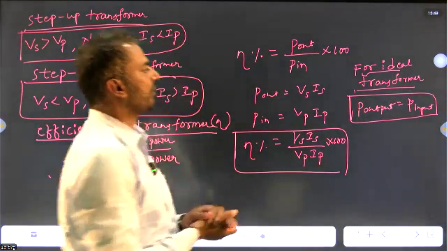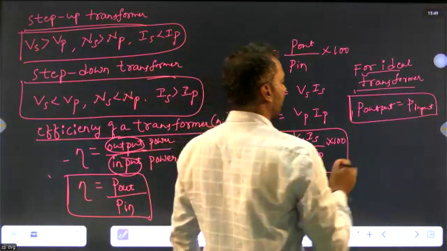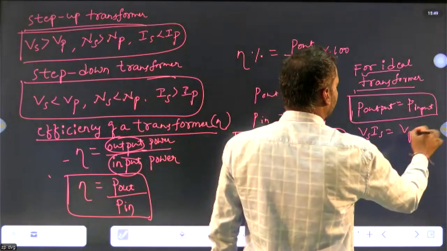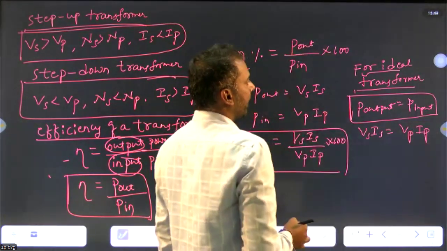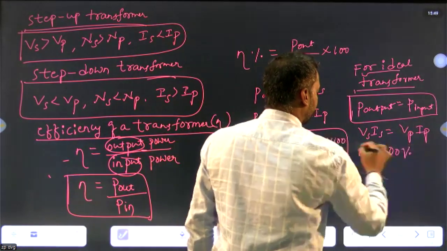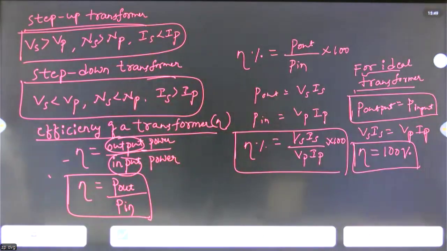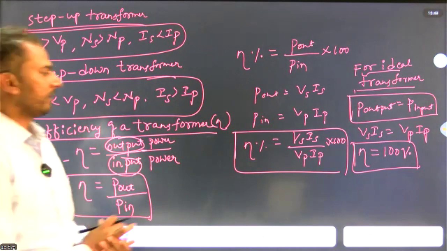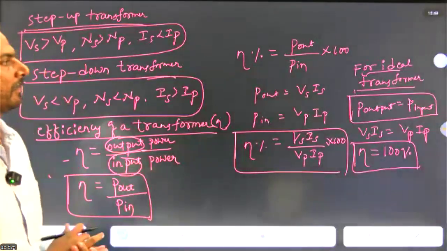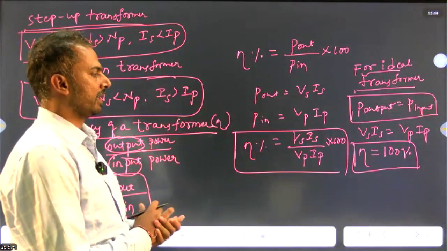The transformer is assumed to be 100% efficient. For an ideal transformer, P output is equal to P input. P output means Vs into Is, P input means Vp into Ip. For an ideal transformer, efficiency is 100%. So, this is about the transformer. Percentage eta is equal to power output by power input into 100. For an ideal transformer, output power is equal to input power, or efficiency is equal to 100%.